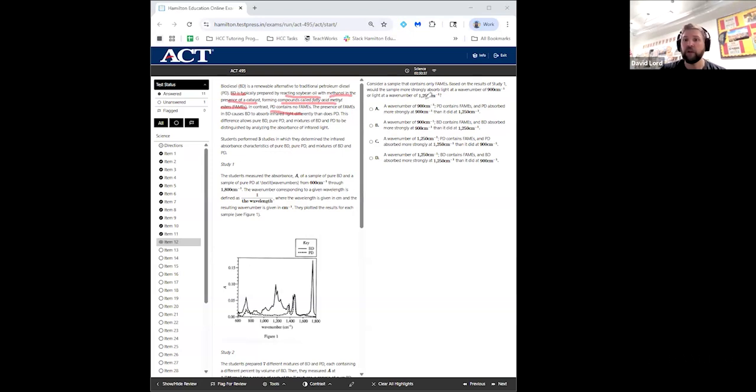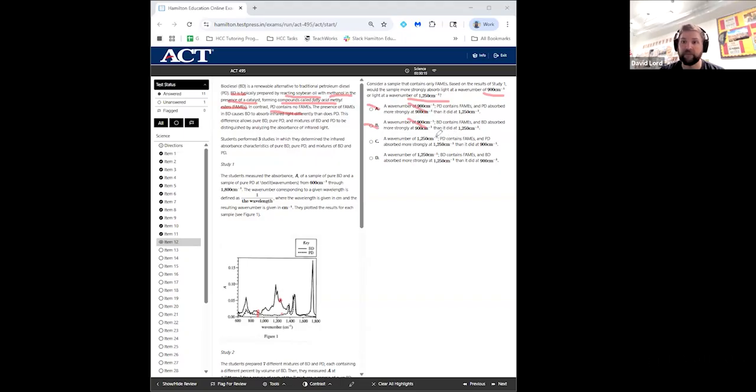Based on the results of study 1, would the sample more strongly absorb light at 900 or 1250? So 900 is about here, and they're both pretty low. But at 1250, BD is higher than PD, so it looks like 1250 is a better answer. So we're going to cross off A because this is 900. We're going to cross off B because it says 900. Now C and D are both better.